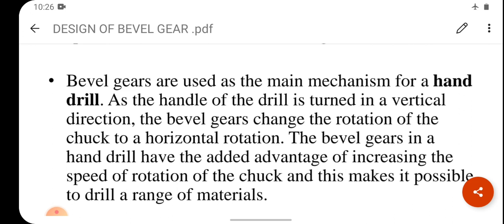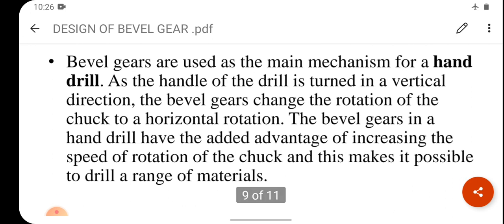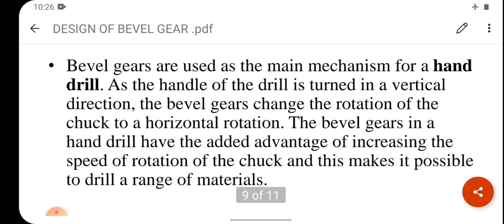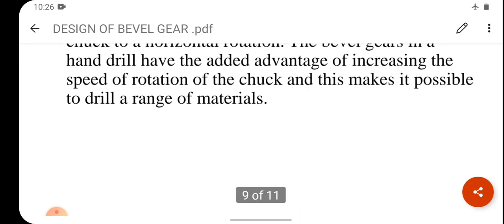The bevel gears in a hand drill have the added advantage of increasing the speed of rotation of the chuck, and this makes it possible to drill a range of materials. Clear? So bevel gear is used in hand drills, and in oil mills, where mustard and such are used to extract oil, in oil fields, so there also this mechanism is present which makes use of bevel gears. Another example is hand drills. So these are the applications of bevel gears.